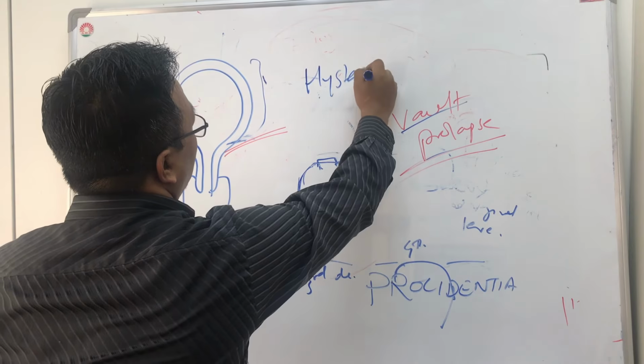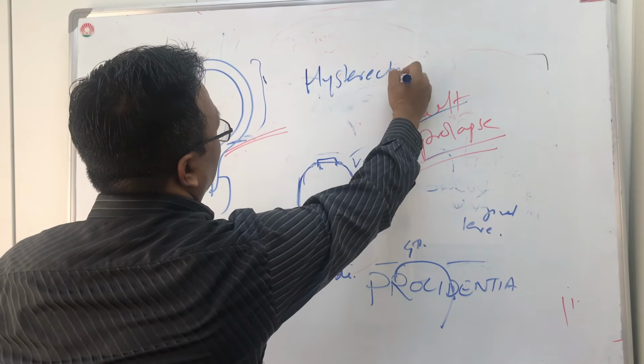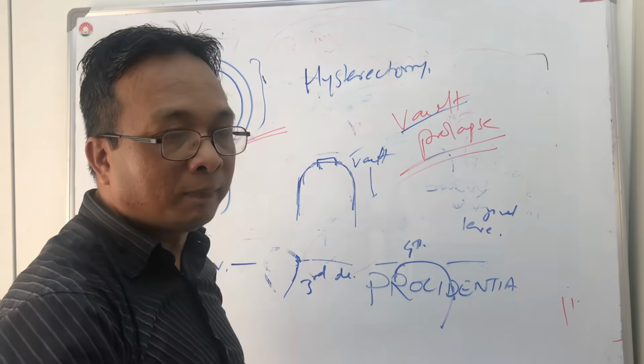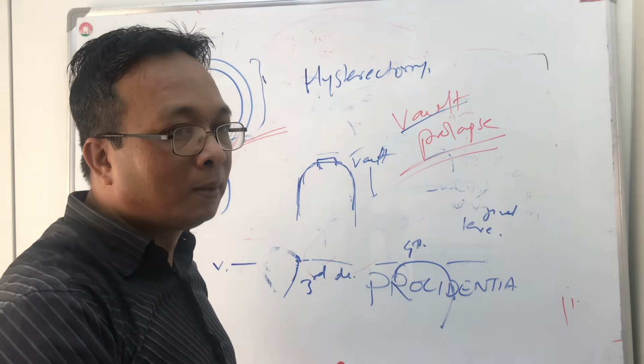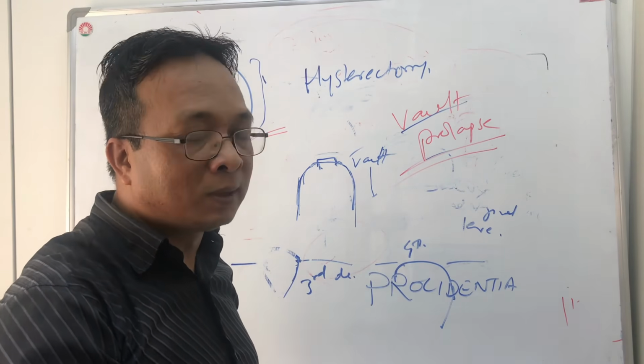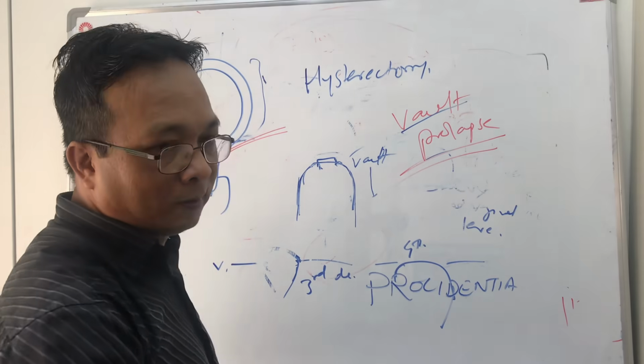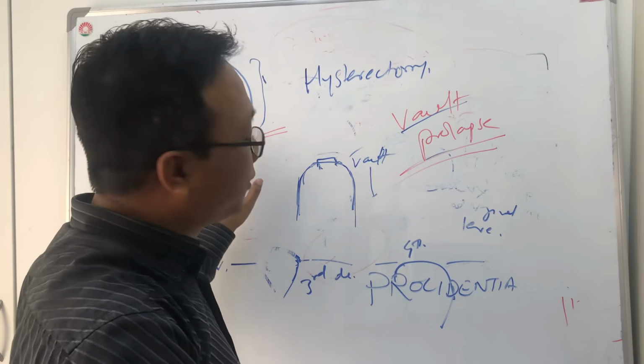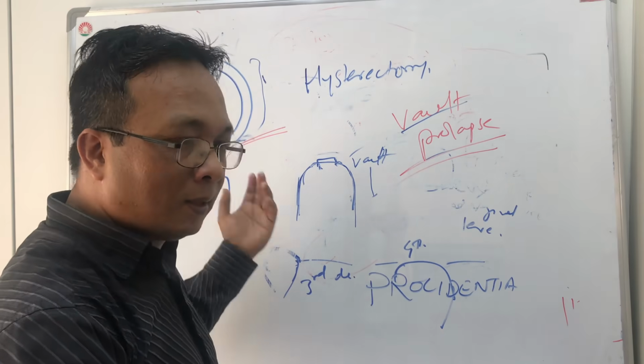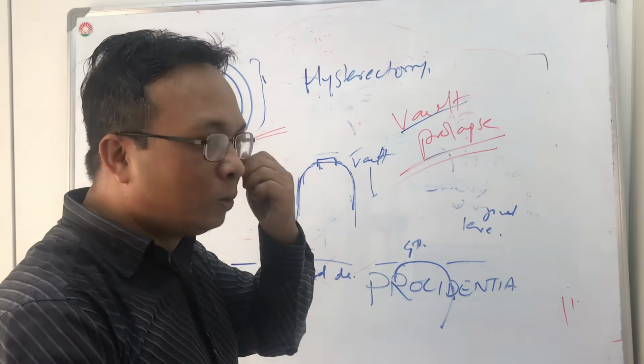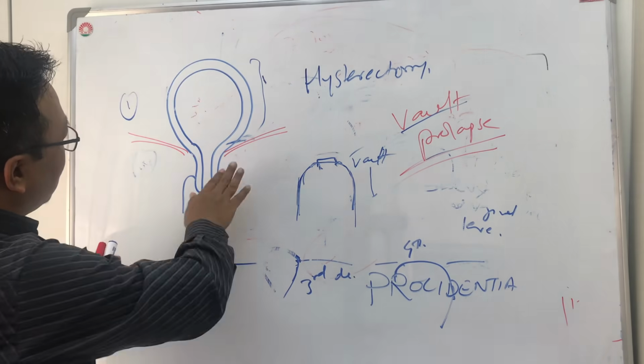Hysterectomy in multiparous women. In multiparous women, it is hysterectomy. But if the woman doesn't have any child, then you have to save the uterus. Okay, so that's very interesting. How do you save the uterus in a nulliparous woman, or one who doesn't have a child?